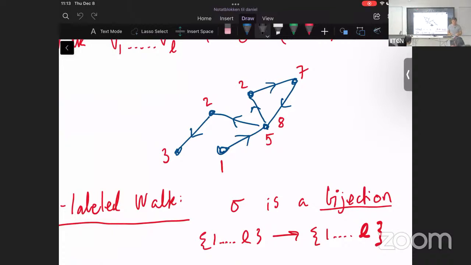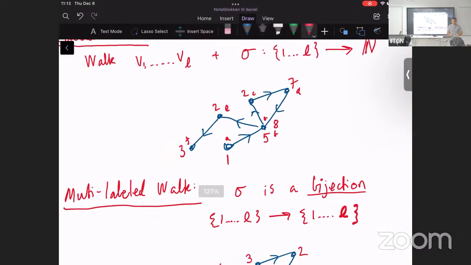So for example, here is a labeled walk. It starts at, let's say this vertex, let's call it A, then it goes to vertex B, then C, then D, then B again, then E, then F, right? And so the walk is A, B, C, D, B, E, F, and the labeled walk would be A1, B5, C2, D7, B8, E2, F3.